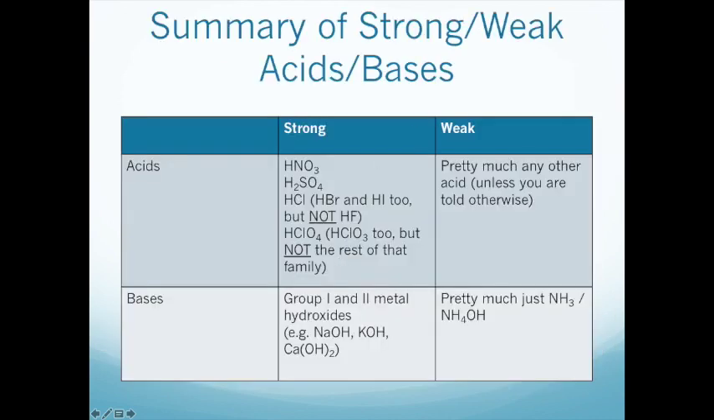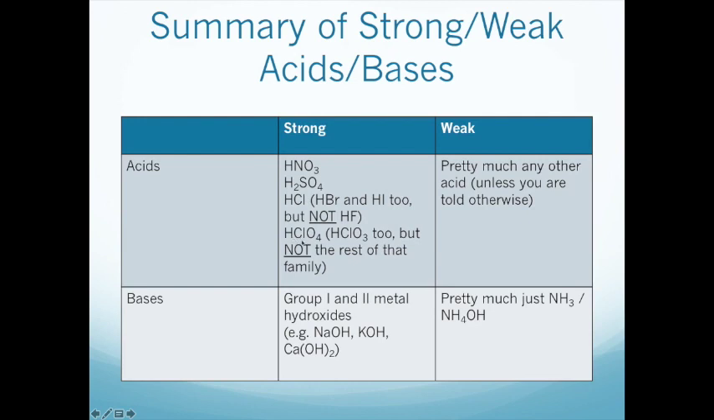So here is a summary of strong and weak acids and bases. In the acid family, some strong acids include nitric acid, HNO3, sulfuric acid, H2SO4, HCl, and also HBr and HI, but not HF. HF is a weak acid.